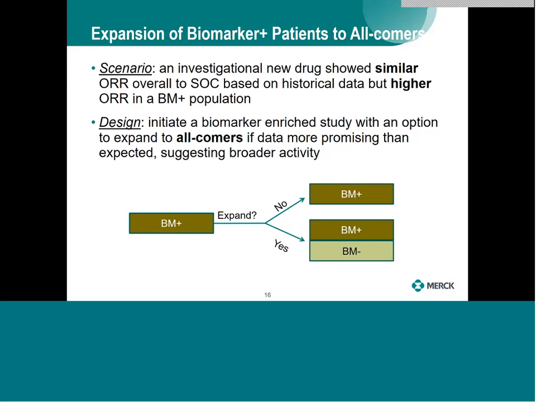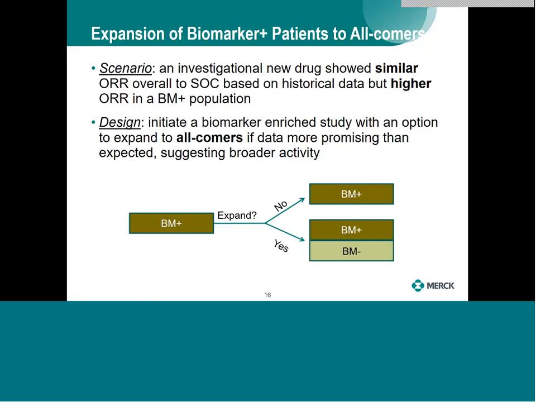and otherwise you stay with this biomarker positive population. If you do expand, the hypothesis will be revised such that a win in the biomarker positive population or a win in the all-comer population is a win, and you can use Bonferroni to split the alpha. And one benefit of such a design is that if indeed you go to the all-comer population, you have the chance to declare success in both ways.